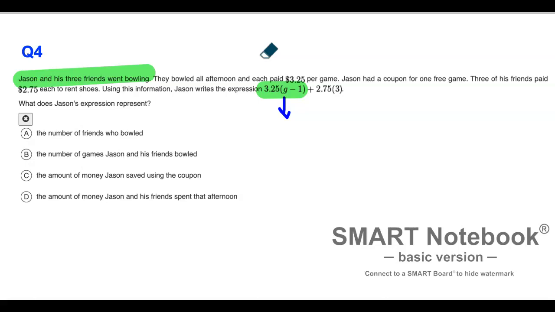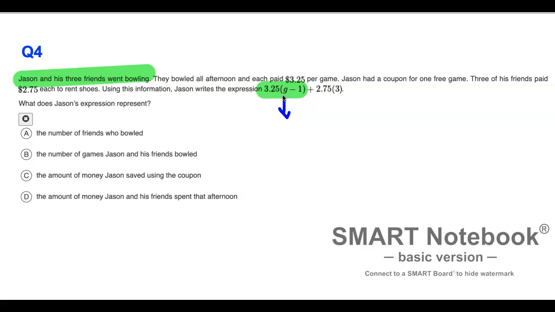Well, we can assume here, since they're talking about games of bowling, and we know that each game of bowling is $3.25, that the variable G represents the number of games bowled. So there it says it's $3.25 times the number of games minus 1. We subtract that 1 because we have one game for free. So that first part in the green is going over how much total money they spent on games of bowling.